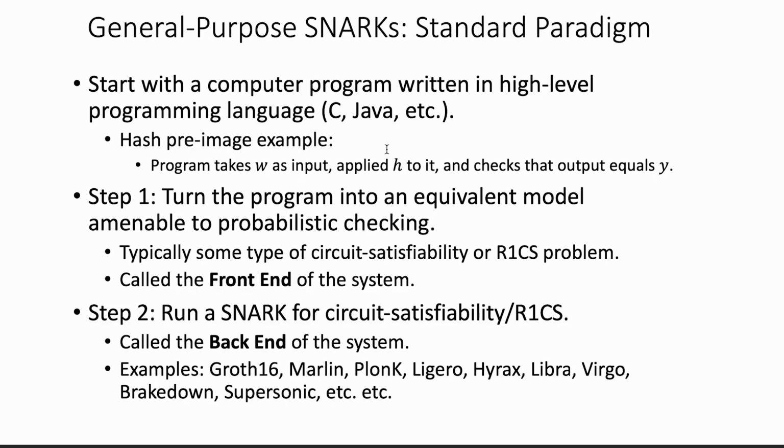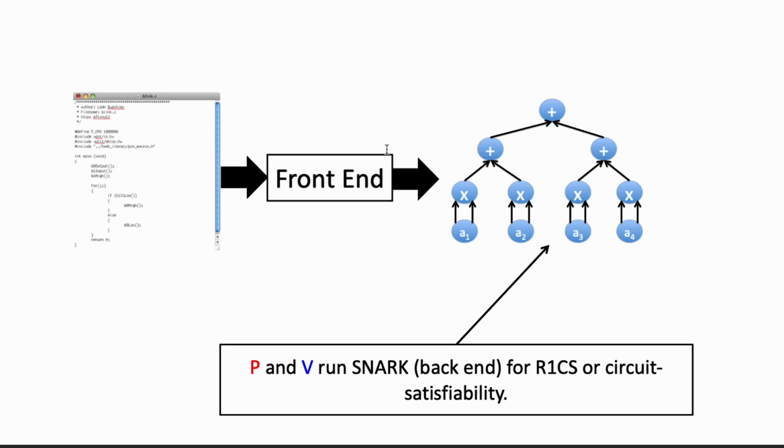Most of this talk is on back ends, but I will talk about front ends because in the rollup context, the overheads at both steps are really important. Pictorially, here's the picture: a computer program gets turned into some kind of circuit SAT instance, and then the prover and verifier both know the circuit somehow, and they apply a SNARK for the prover to establish it knows a satisfying assignment to this circuit.